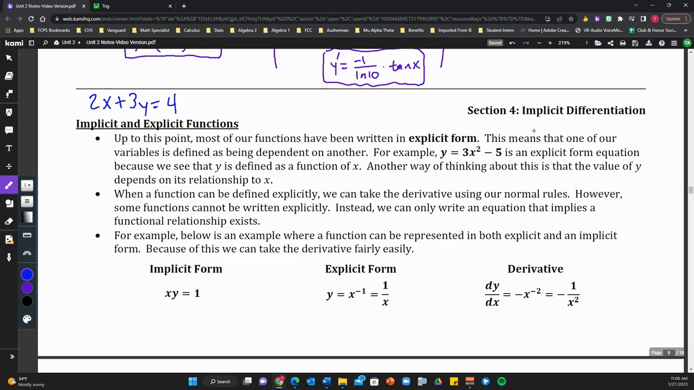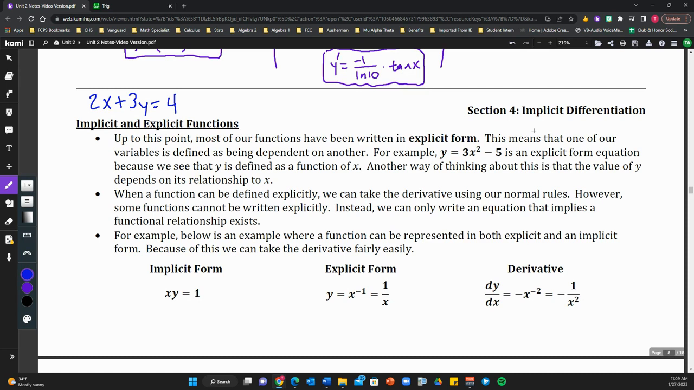The difference between implicit and explicit form is that explicit form means one of your variables is defined as being dependent on the other, which is a fancy way of saying one of your variables was isolated. In most circumstances, we solve for y. We always treat x as our input or independent variable and y as our output or dependent variable. Because of that relationship, we like to write y as a function of x. So this is a quadratic function written in explicit form, y equals 3x squared minus 5.